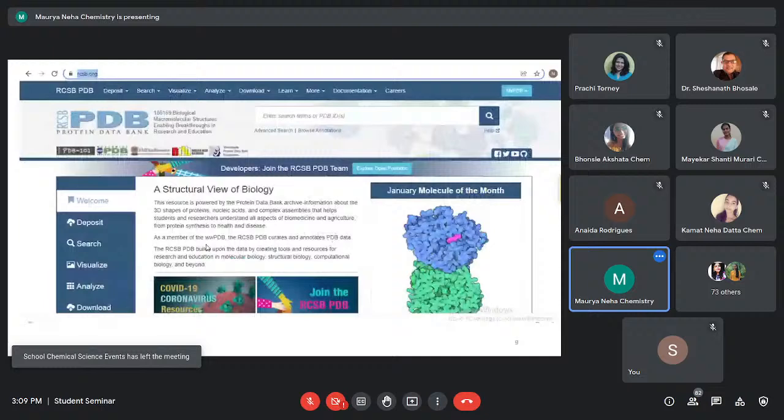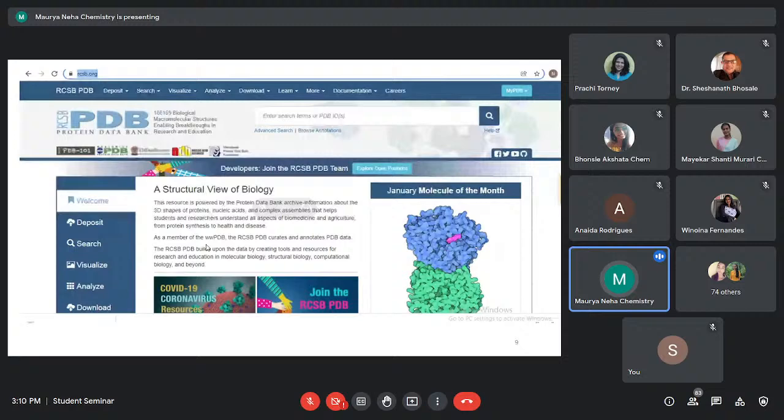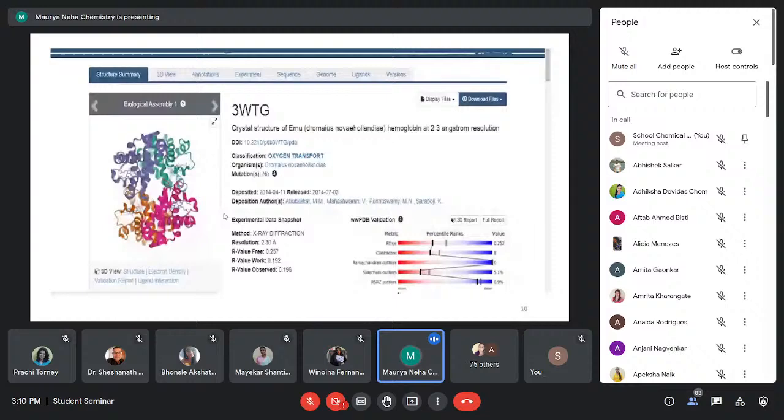This is the RCSB PDB website database. Along with the search tool, it also gives the PDB 101, which gives information of any updated protein, the structure, information, etc. The search tool helps us to find anything with a single click. This is an example of one protein.